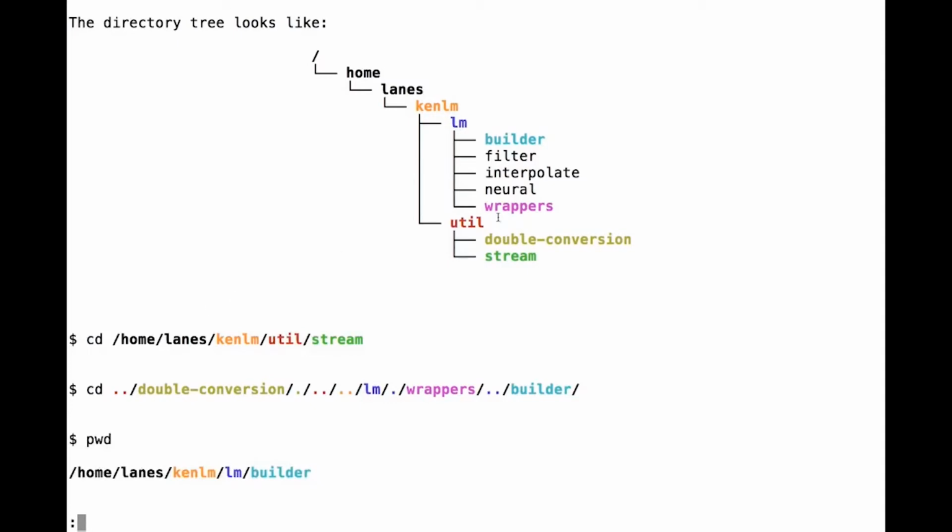And finally, builder is a subdirectory of lm. And so, ../double conversion/./../../lm/./wrappers/../builder refers to home, lanes, kenlm, lm, builder.